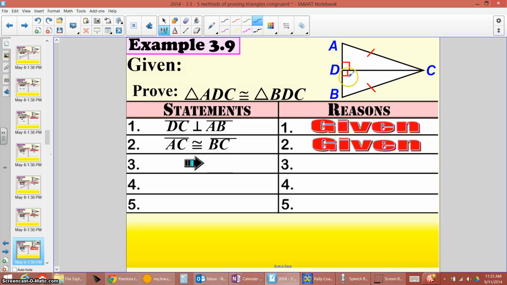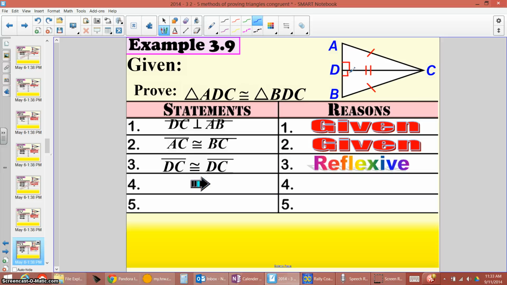I've got 90 degrees, and I've got a hypotenuse. I need one of these legs to be congruent. Which one's it going to be? I don't know which one I can use, but I know using reflexive property that DC is congruent to DC. So I can say reflexive property makes it equal to itself.